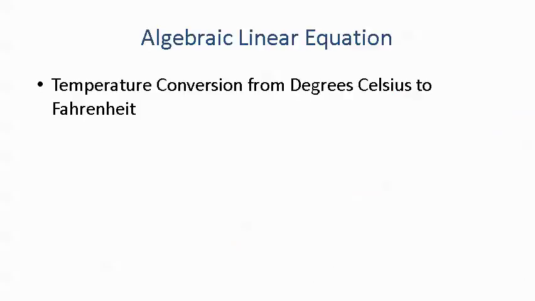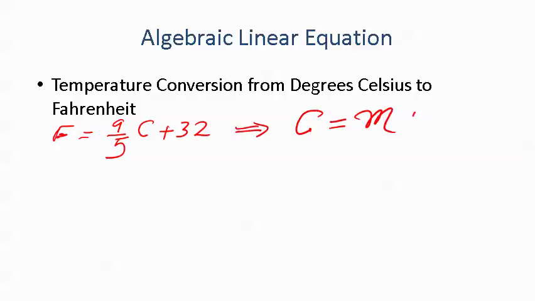Now, how can we manipulate this equation and assume that we know the degrees Fahrenheit and we would like to find the degrees Celsius? So now we are changing the independent variable to becoming degrees Fahrenheit. So our original equation is given as F equals 9 over 5 C plus 32. So we need to rearrange or manipulate this equation in the form of degrees Celsius equals a slope times degrees Fahrenheit plus the constant.